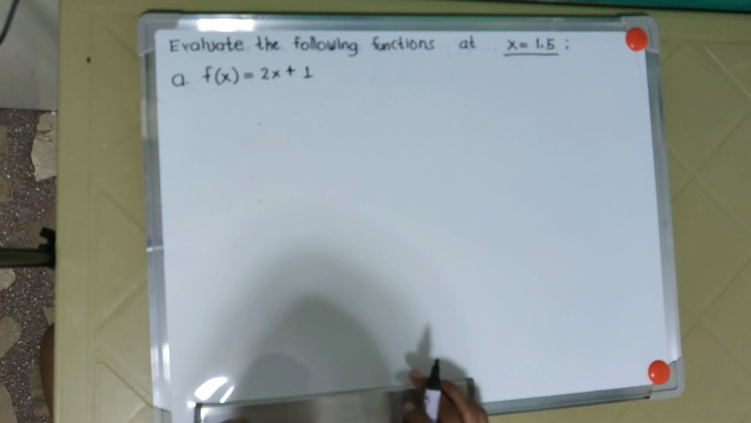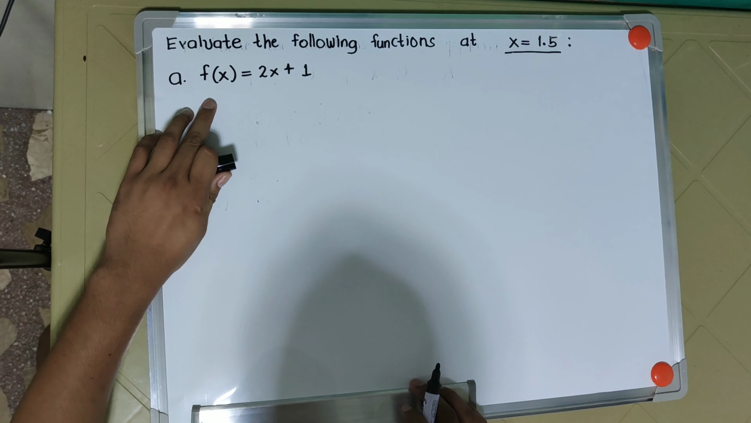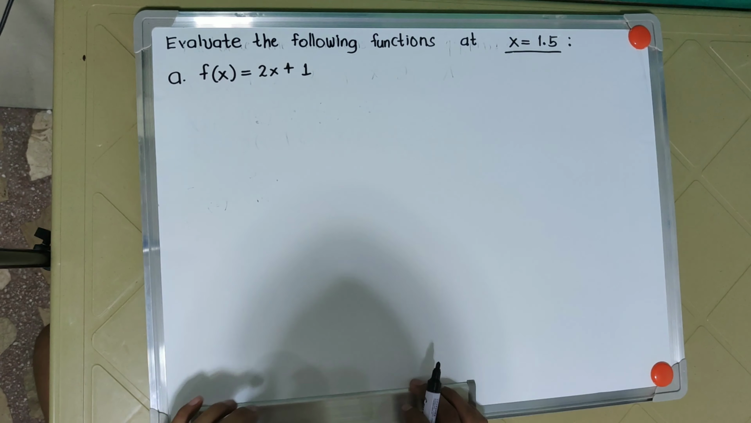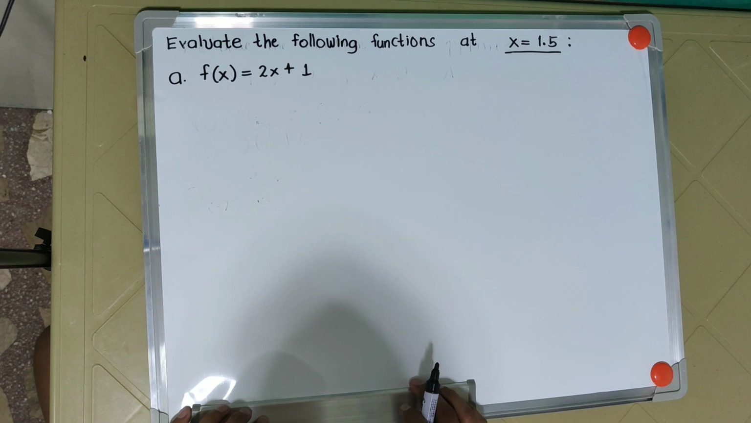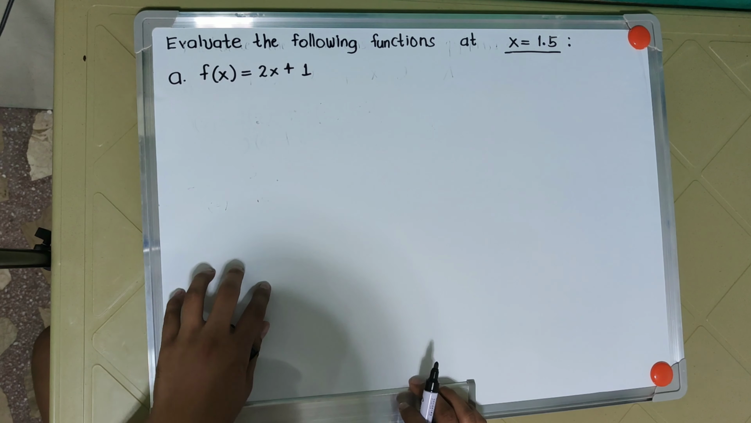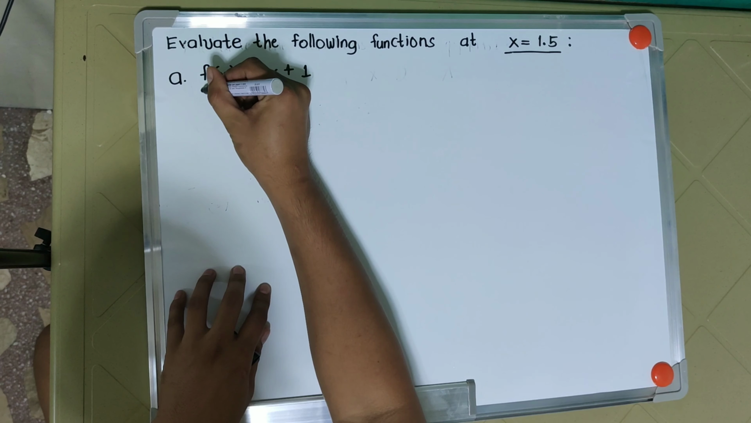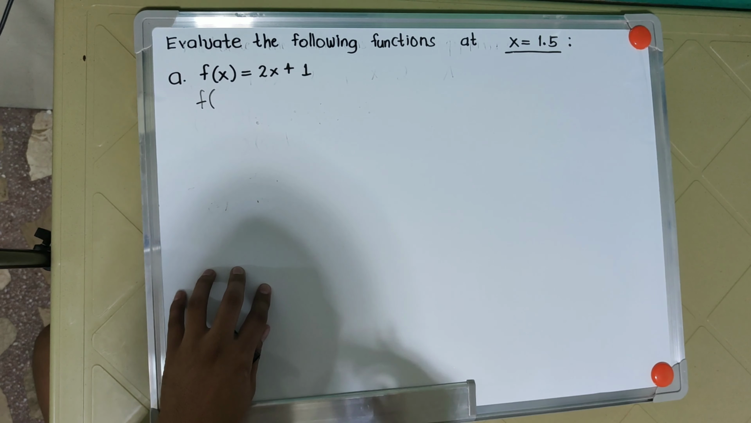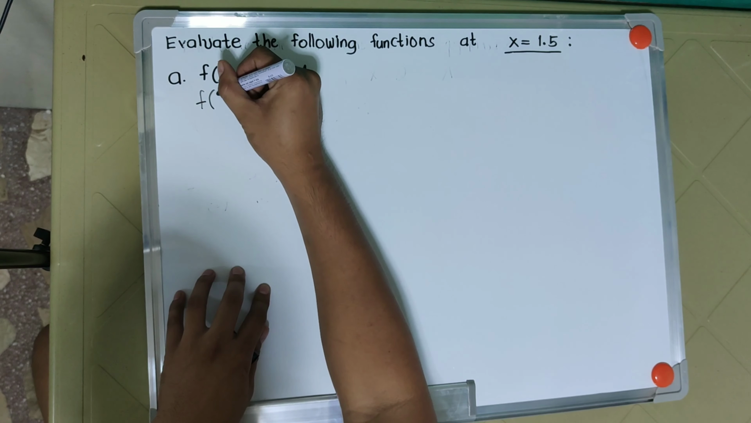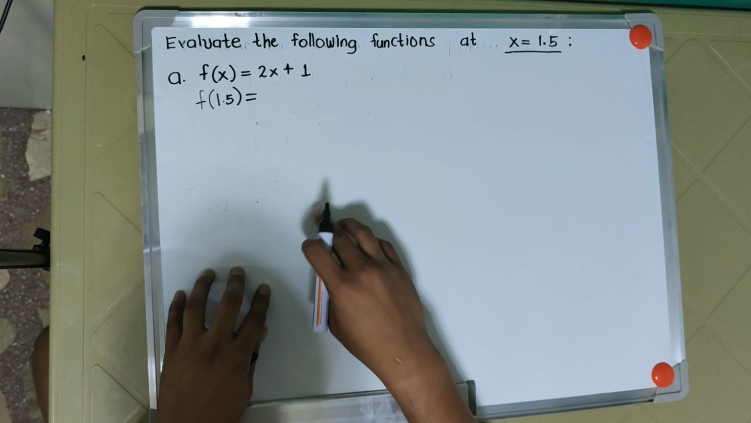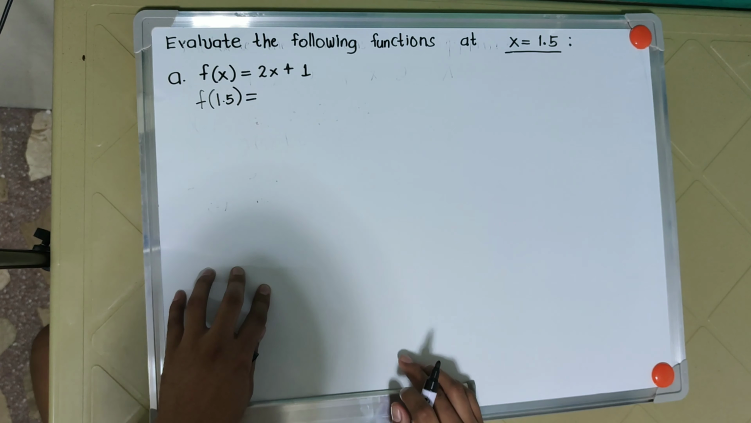Si x na 1.5. So, let's start. In the given function, f of x is equal to 2x plus 1. In evaluating the functions, do not change anything on the equation. Huwag mong baguhin ang equation. Do not change anything. Simply substitute the value of x. So, let's start. Nasaan yung x dito? Nandito. So, copy the equation of f. Next, ano yung x natin? Palitan. Anong gagawin? Palitan, huwag iyakan. So, our x is equal to 1.5. Is equal to, again, do not change anything on the original equation. Copy the original equation and simply substitute the value of x.